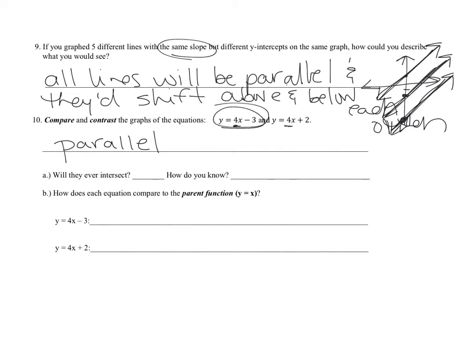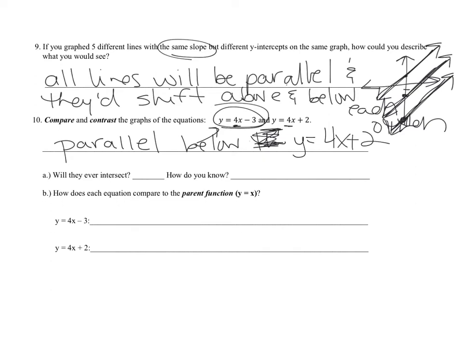So this one right here is going to be below that one, right? So I'm going to say below, and I'll just write the equation. Let me just scratch that out because my eraser's not really working. Okay, it would be below y equals 4x plus 2.